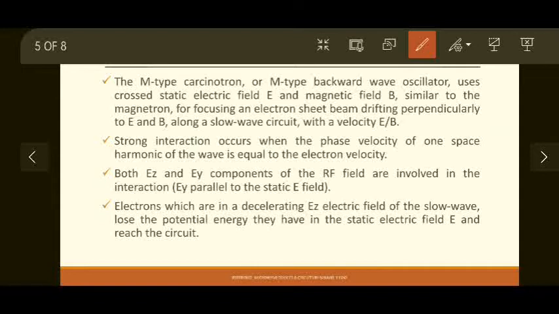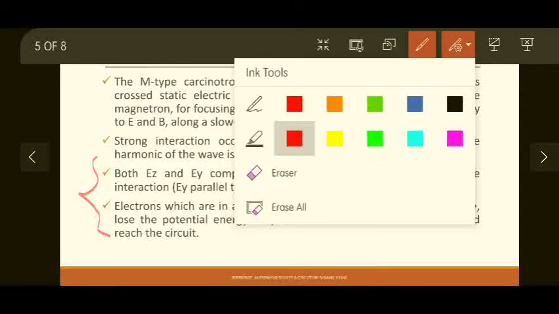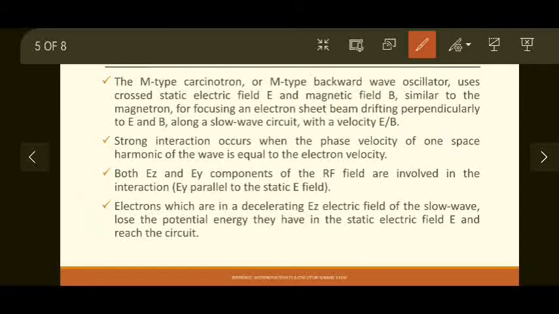Both Ez and Ey components of the RF field are involved in the interaction, whereas Ey is parallel to the static electric field. Electrons which are in the decelerating Ez electric field of the slow wave lose the potential energy they have in the static electric field and reach the circuit. Now let's see what happens. What is the meaning of all these two statements? We will see that with the help of the next diagram.